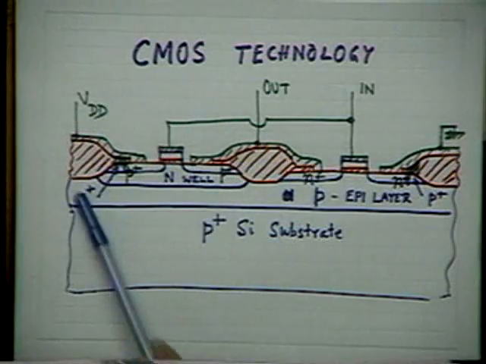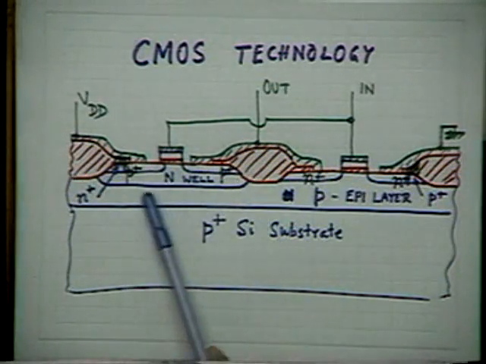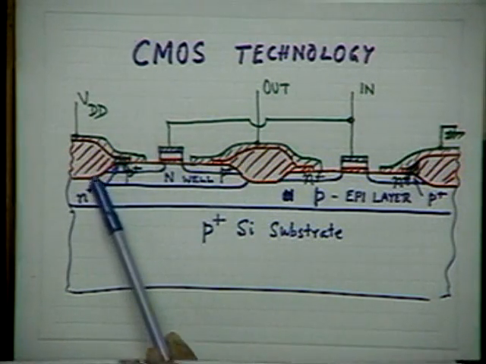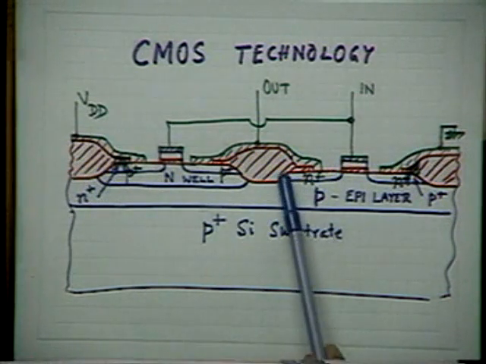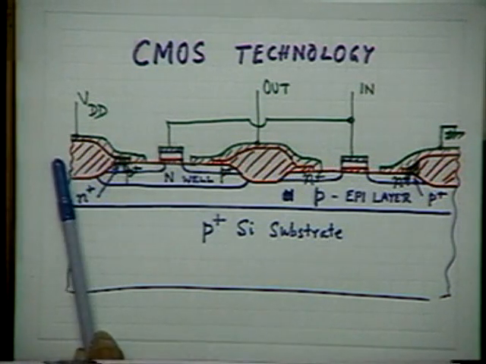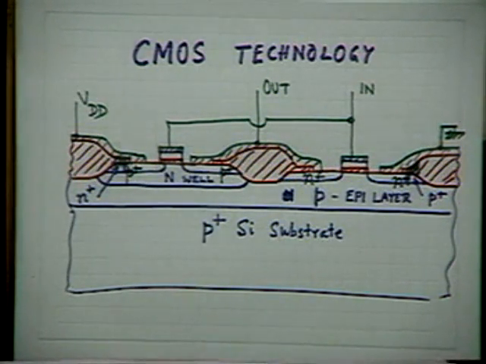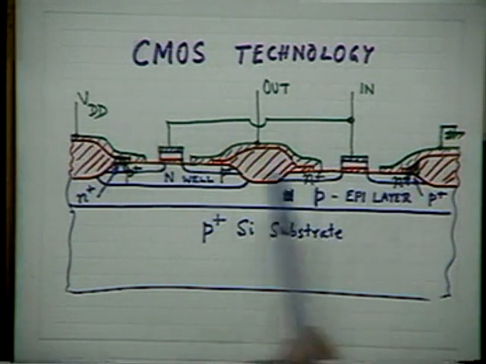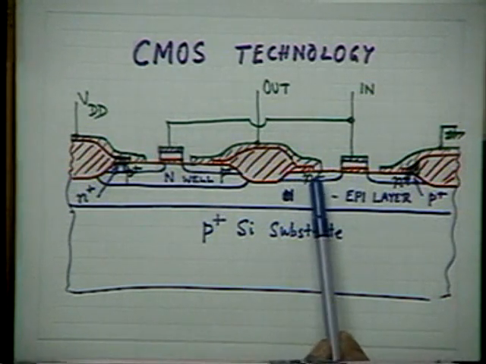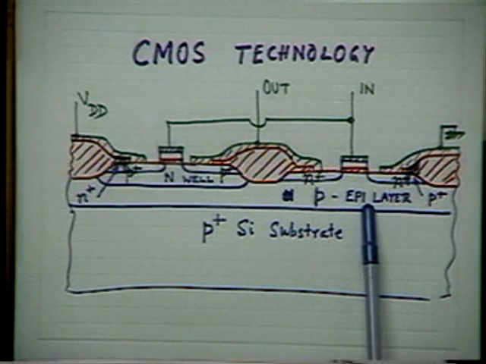Then on the left hand side, as indicated, there is an extra diffusion called N-well formation. This is an N-well formation, whereas the N-well is not present on the right side. So to the left of this line, we have the PMOS fabricated in an N-well. N-well means N-type diffused tub or N-type diffused region. So I have the PMOS fabricated there, and on the right hand side I have fabricated the NMOS directly on the epi layer without any well.